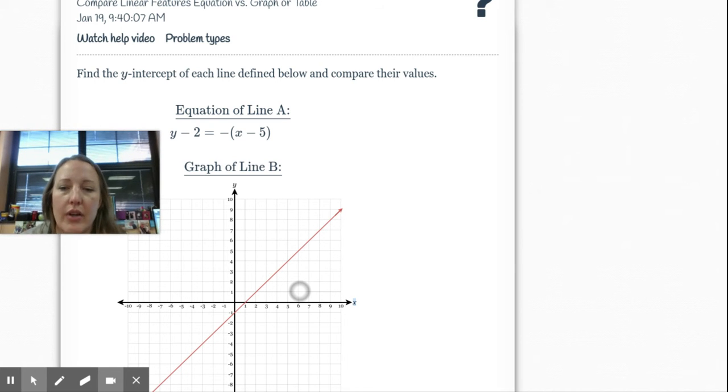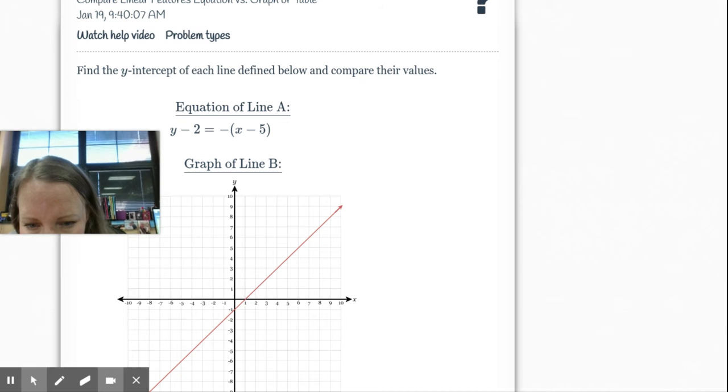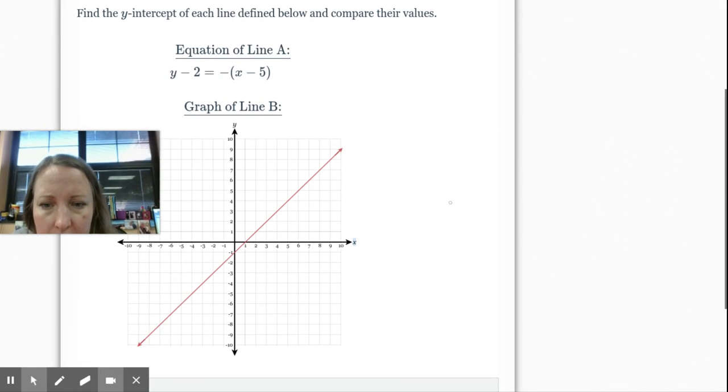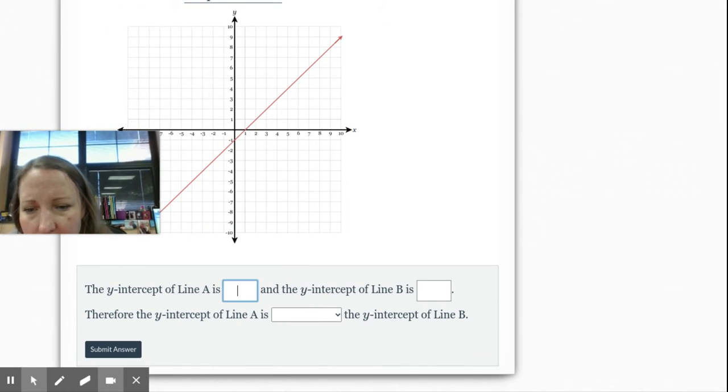Okay, so let's take a look at our choices here. So we found the y-intercept of 7. And it's a line that's going down, right? So it would cross here and it'd go through 5, 2 right here. Since I can't draw it, you could kind of imagine it there. So the y-intercept of line A is 7. The y-intercept of line B is -1. Therefore, the y-intercept of line A is greater than the y-intercept of line B.